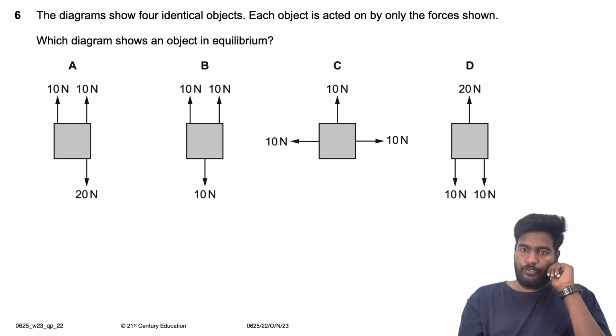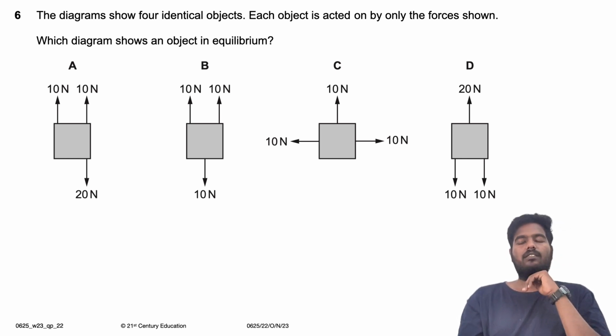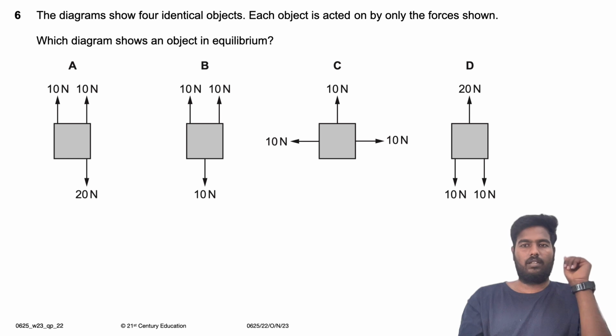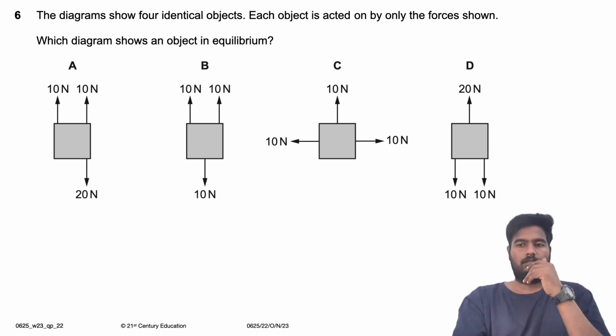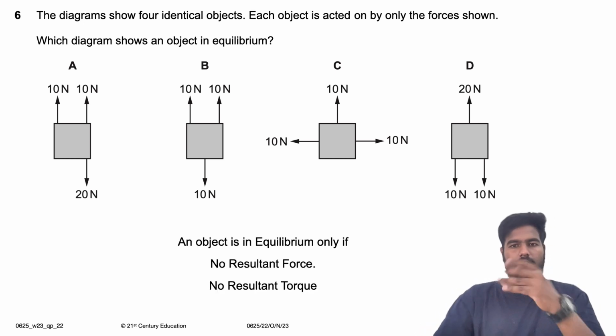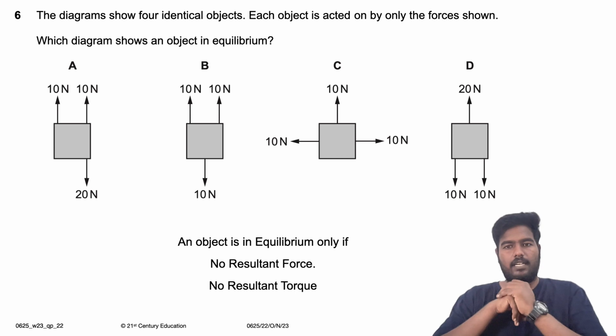Okay, so before that we have to know what is the condition for equilibrium. No resultant force, no resultant torque. So this is the condition for equilibrium. Okay, let's see which of these options has no resultant force and no resultant torque.